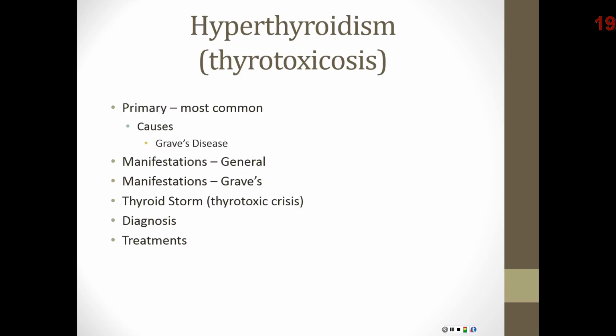All right, and then our other condition is hyperthyroidism. Hyperthyroidism, or sometimes referred to as thyrotoxicosis, is a condition in which you have excess amounts of T3 and T4. It can be primary, which is most common, something wrong with the gland itself, and of course it can be secondary, something with the pituitary, but most common is with the gland itself. And the most common condition that we have of primary hyperthyroidism is Graves' disease.